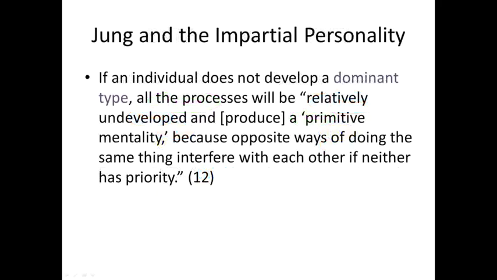So then we have this little section here called Young and the Impartial Personality. So if an individual does not develop a dominant type, all the processes will be relatively undeveloped and produce a primitive mentality because opposite ways of doing the same thing interfere with each other if neither has priority. So this is one of those examples where everything in moderation, that quote, doesn't quite work.